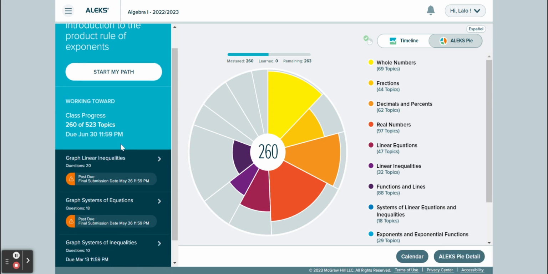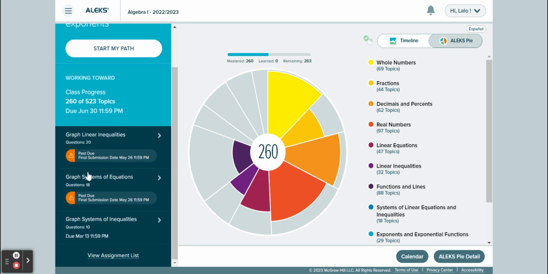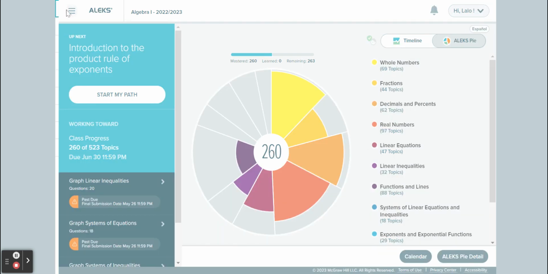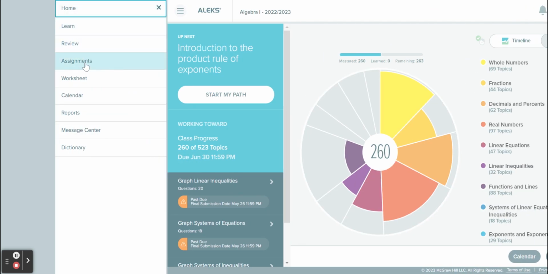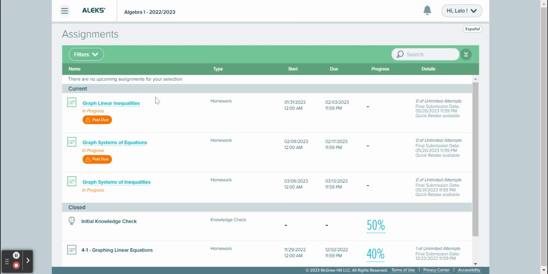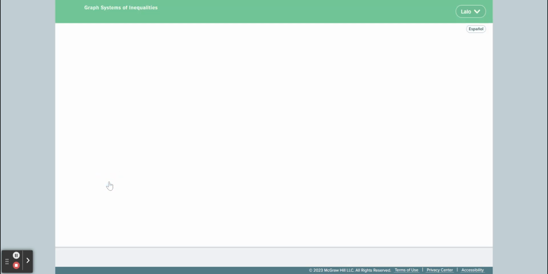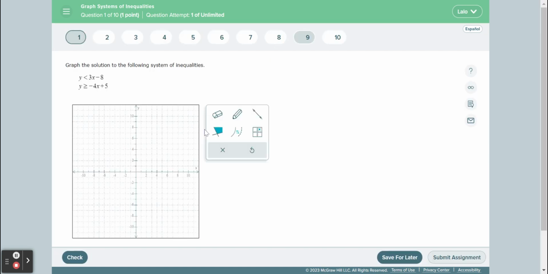And there's two ways to get to your assignment. If yours looks like this, you can click on the assignment list here and go to Graph Systems of Inequalities. Or if that's not showing up, just click on the triple lines, go to assignments. And again, we are talking about graph systems of inequalities. It's going to look like this when you start.